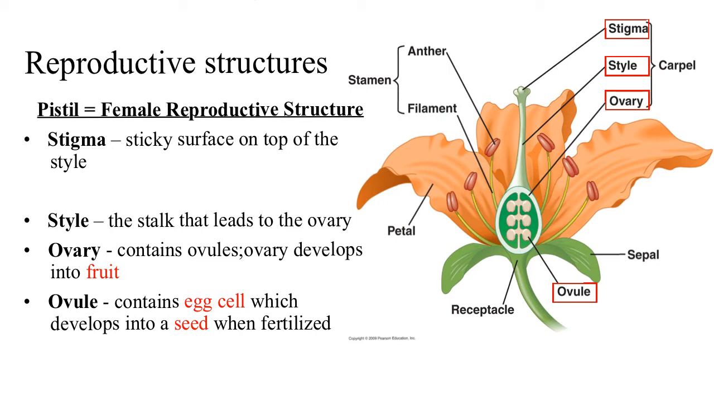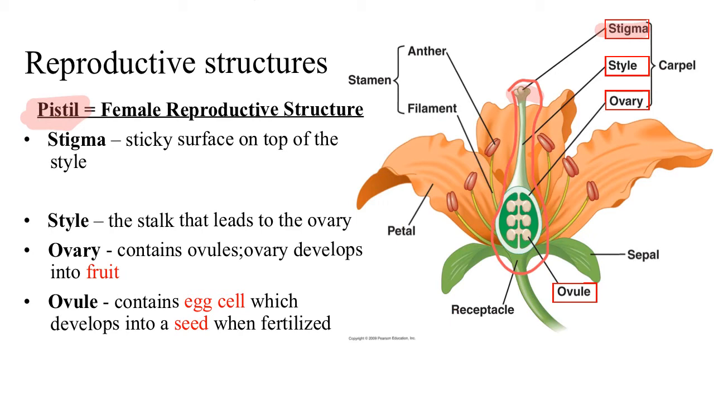The female reproductive structure is the pistil, and the pistil contains a few different parts. And the pistil is largely composed of everything you see here. So all of this right here, that's the pistil. And the first part is the stigma. So the stigma is that surface, and that surface contains sticky material, and this sticky material helps the pollen to stick to it.